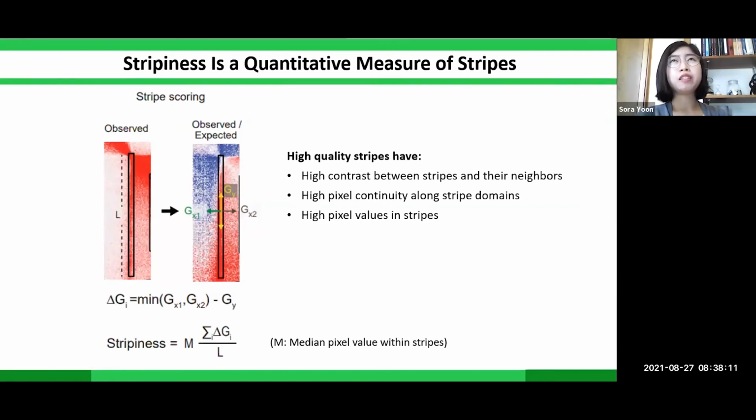After we find candidate stripes using the image processing technique, we filter the candidate stripes using the p-value and then sort them based on the stripiness, which is a quantitative measure of the stripes. This is the stripiness measure, and it considers the contrast between stripes and their neighbors, the pixel continuity along the stripe domain, and the median pixel value within the stripes.